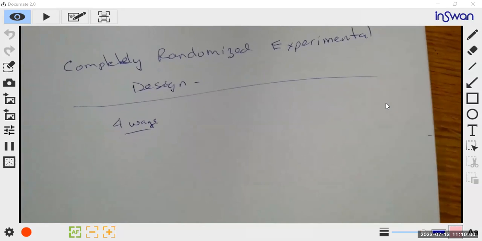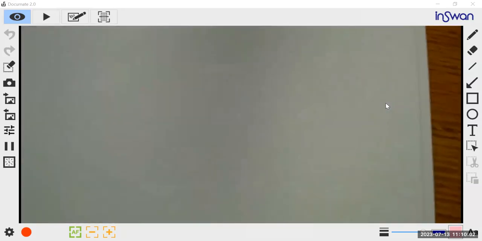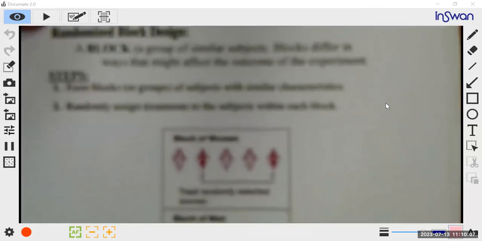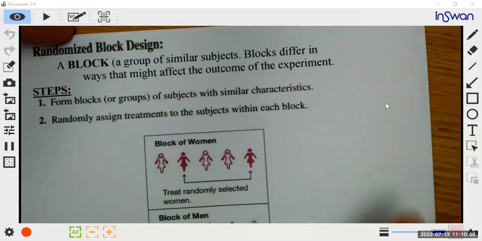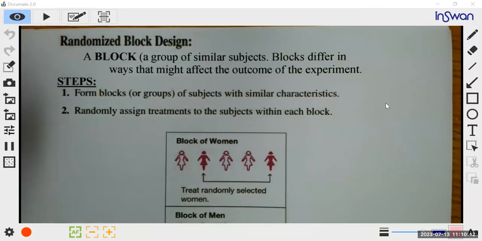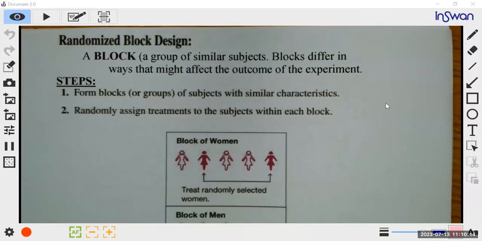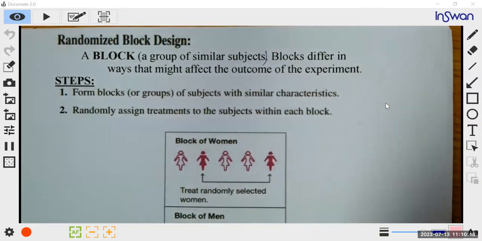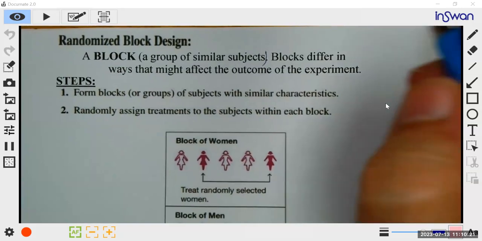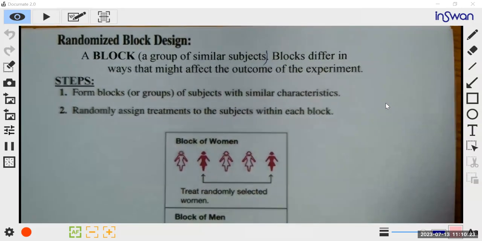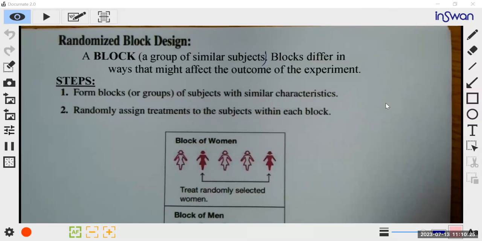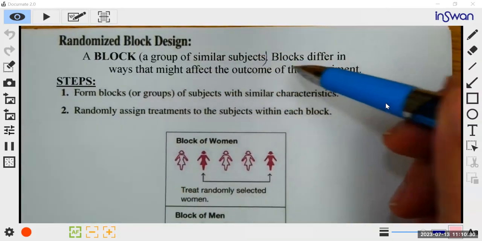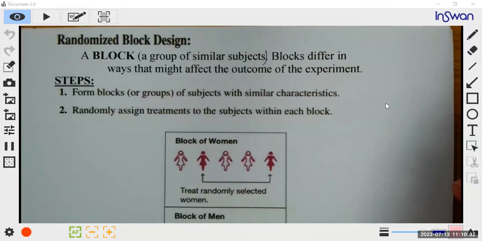The next way is by the random block selection. A block is a group of similar objects. They have to have some characteristic that makes them the same. Blocks differ in ways we might affect the outcome in the experiment.